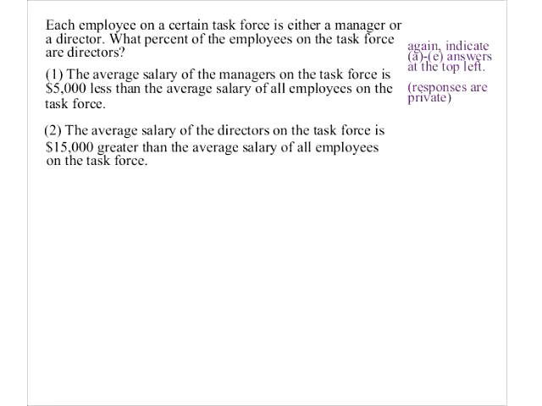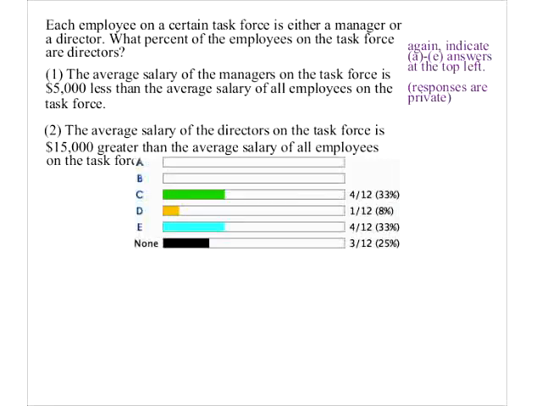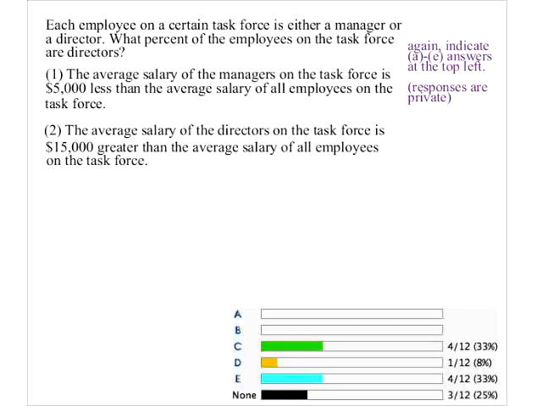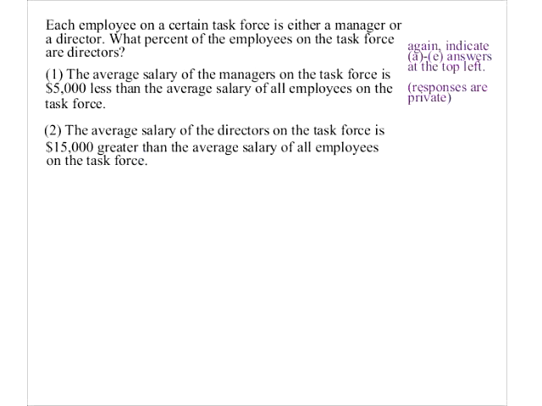So let's show the answers. It looks like we're deadlocked between E and C here. Here's what we're looking at right now. So here's the story. If you look at statement 1, let's look at number lines, because again, it's what percent.